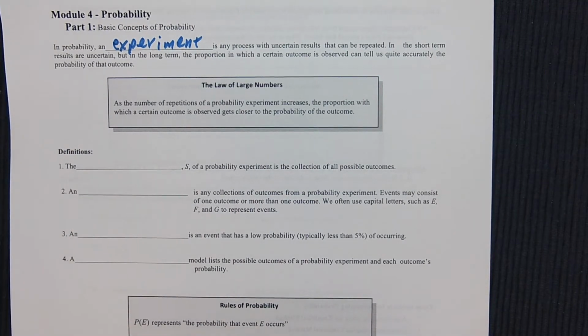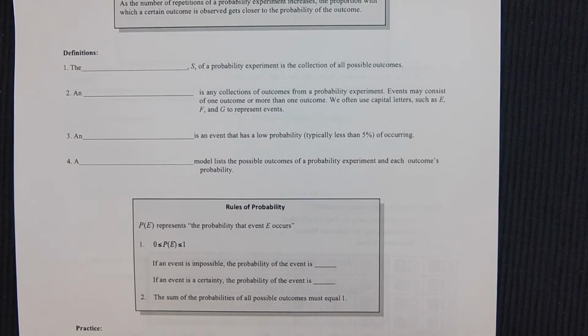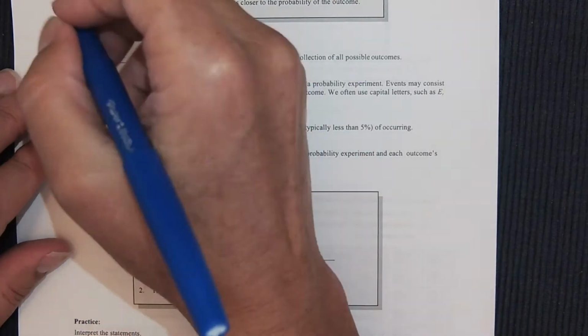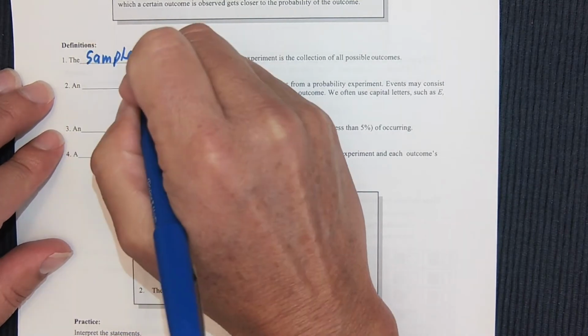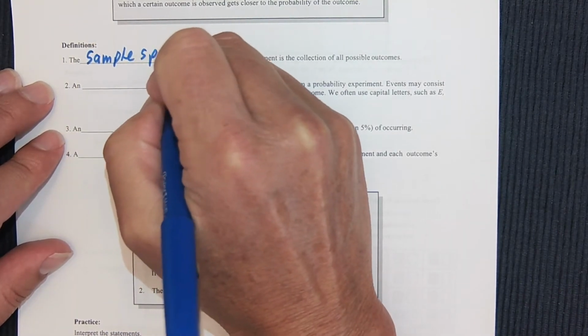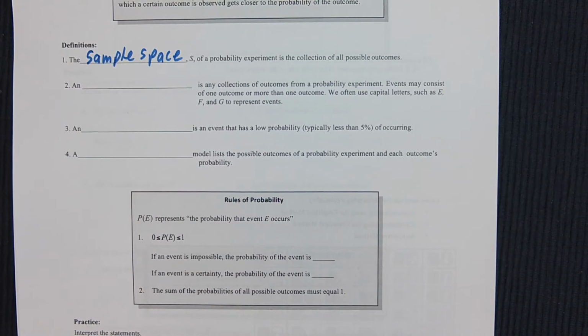We have a few definitions to get through. And the first one is a sample space. A sample space S of a probability experiment is the collection of all possible outcomes.